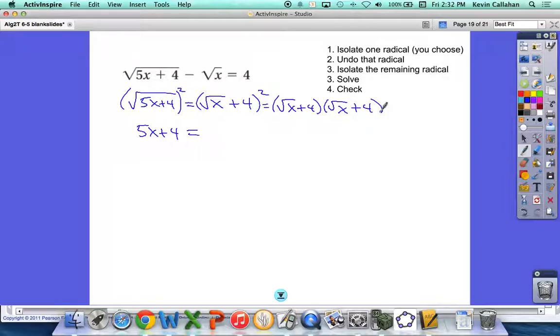What's the square root of x times the square root of x? x. The square root of x times 4 is 4 root x. And then again, 4 times the square root of x, for a total of 8 times the square root of x. And then 4 times 4 is 16.